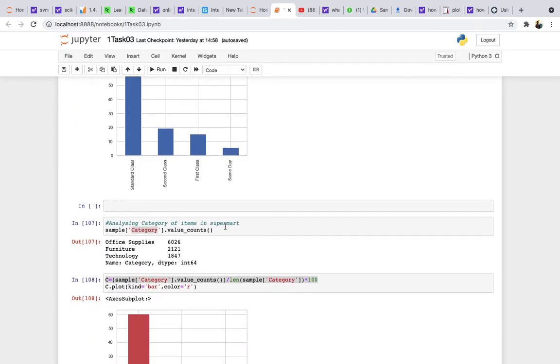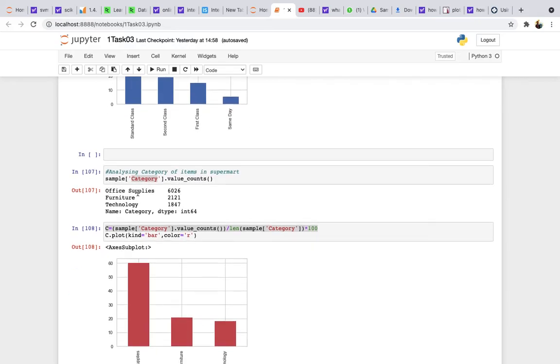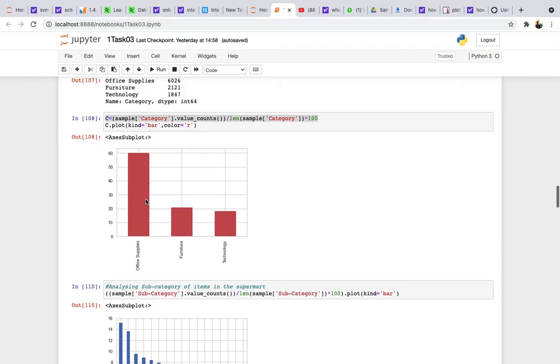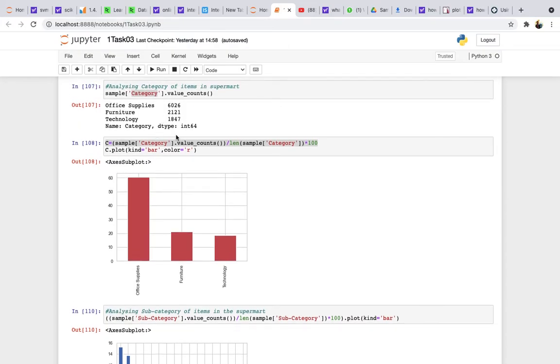Analyzing categories of items in the supermarket. Categories: office supplies, furniture, technology. Office supplies is the maximum at around 60%, and furniture and technology 20 to 25%.